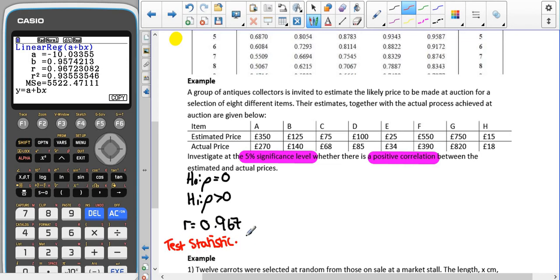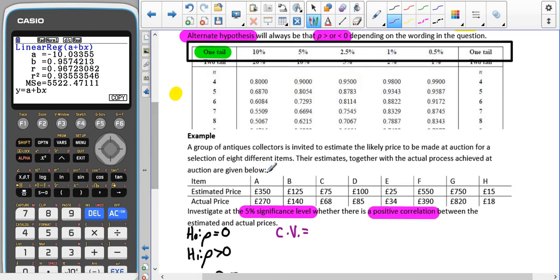We do shorten this down to T.S. And you don't need to define what that means. The examiner will know that TS means test statistic. So our test statistic is 0.967. Then we need to have a look at our critical value from our critical value table.